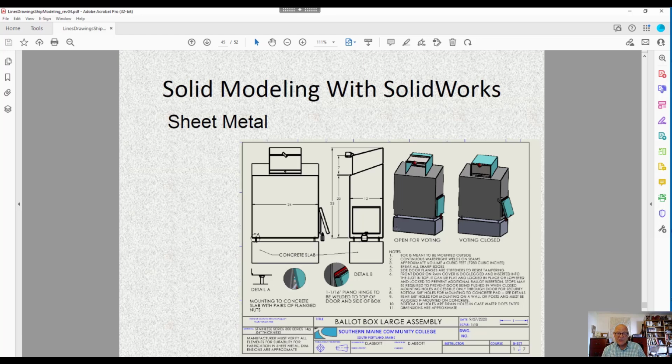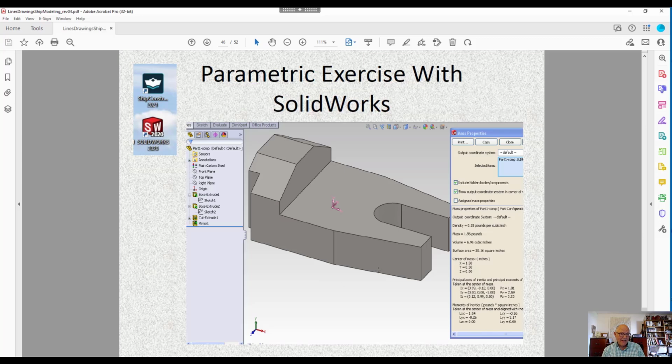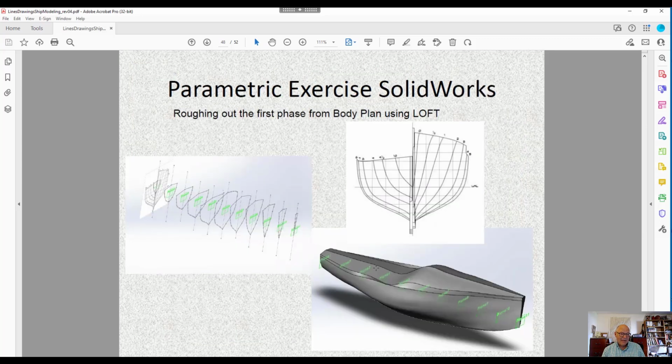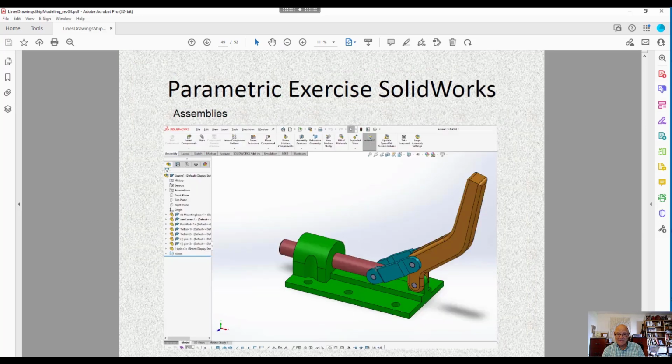After that, I went over the sheet metal part and showed you all the drawings and go through that process. And then we skipped this and went right to this. So that's how assemblies work.